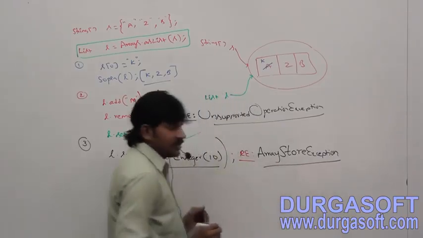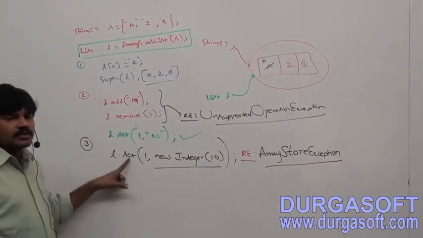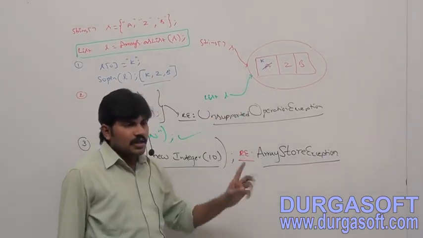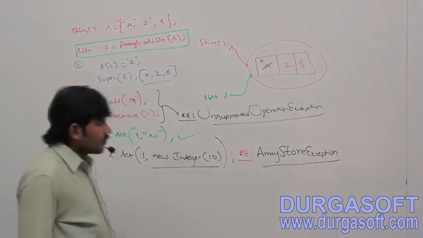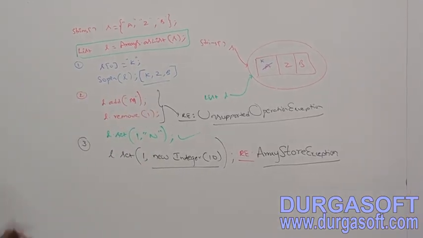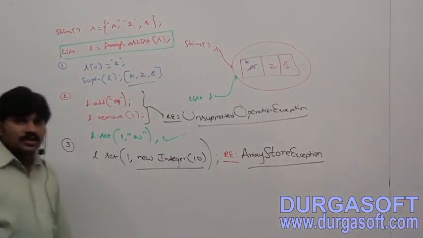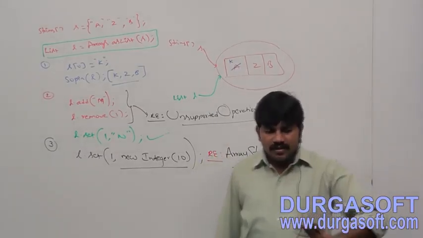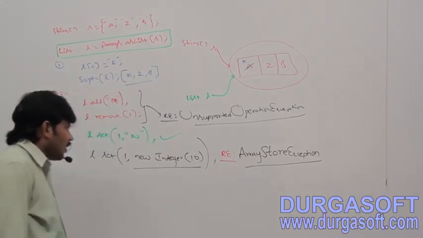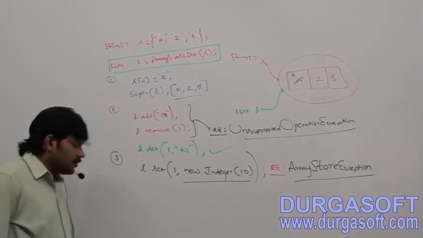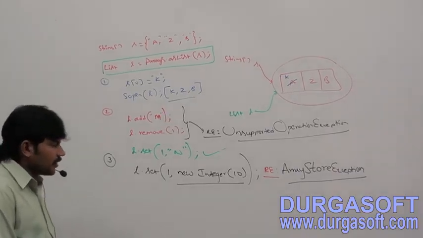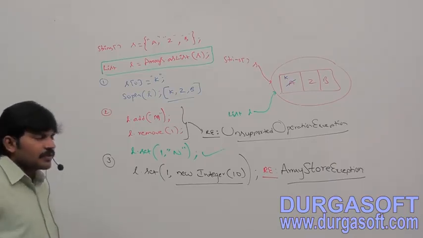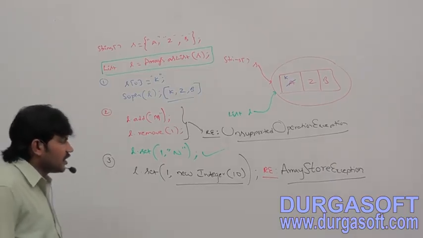Array store exception. Okay. So by using list reference, we are not allowed to replace with heterogeneous objects. If we are trying to replace, we will get what? Array store exception, a runtime exception, right? By using list reference, we are not allowed to replace with heterogeneous objects.